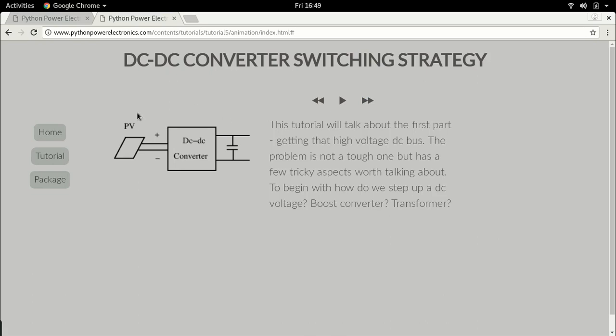So I'm going to narrow down this problem. To do this conversion, how do we start? Begin with, we need to step up the voltage. That's the first challenge. So to step up the voltage, what are the solutions we can use? Number one, simplest, can we use a boost converter? Or can we use a transformer? So let's look into this. Let's go to the next slide.